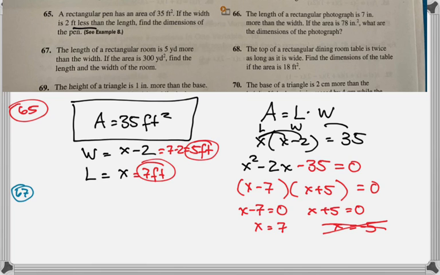The length of a rectangular room is 5 yards more than the width. So same thing again. The length is x plus 5, and the width we know nothing about is x. The area, what was it? The area is 300 square yards. So my equation would be x times x plus 5 equals 300.